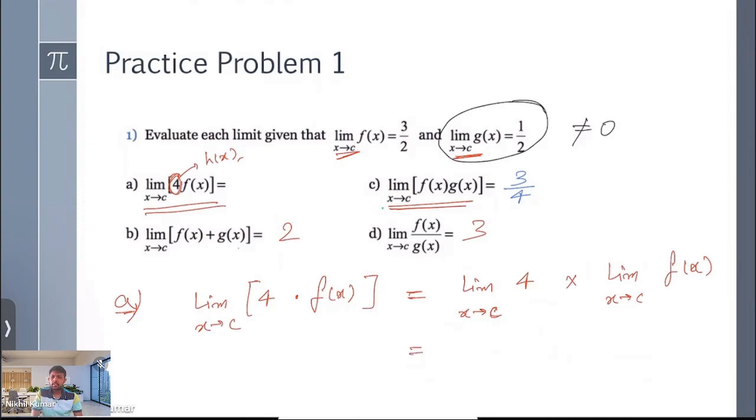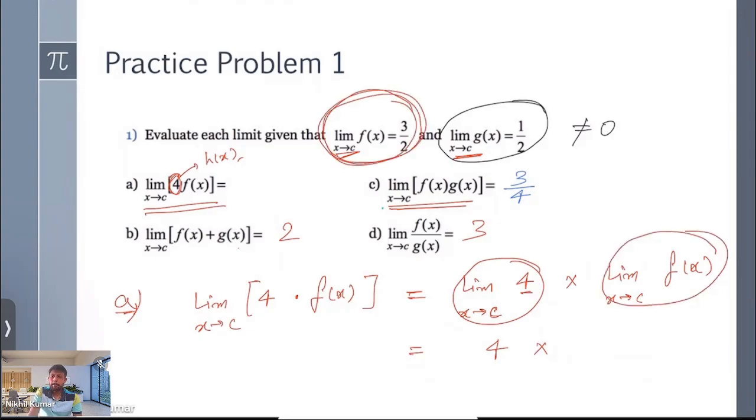Limit of a constant function: no matter whatever the value of x you take, the value of y is always going to be 4. So the limit of a constant function is always going to be the same number. What about the limit of f of x? Well, it's given in the question. The limit of f of x is nothing but this number, 3 upon 2. With this, we get the value as 6.